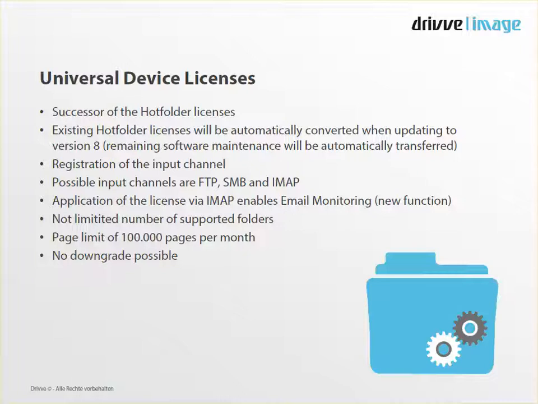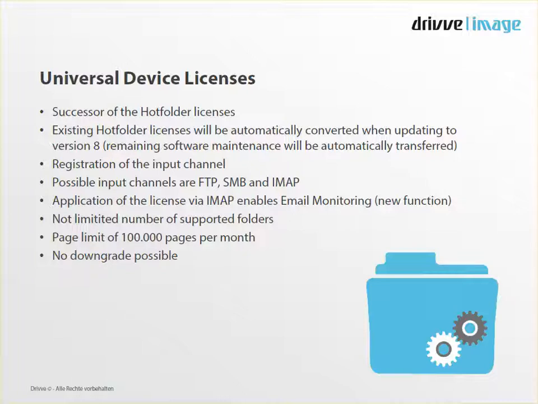You will always also have to register the device from which you are scanning, okay, by the ID. So that will grant that there's only one device connected to the universal device license. Of course, there's now no downgrade possible since the universal device licenses did not exist in any older versions.